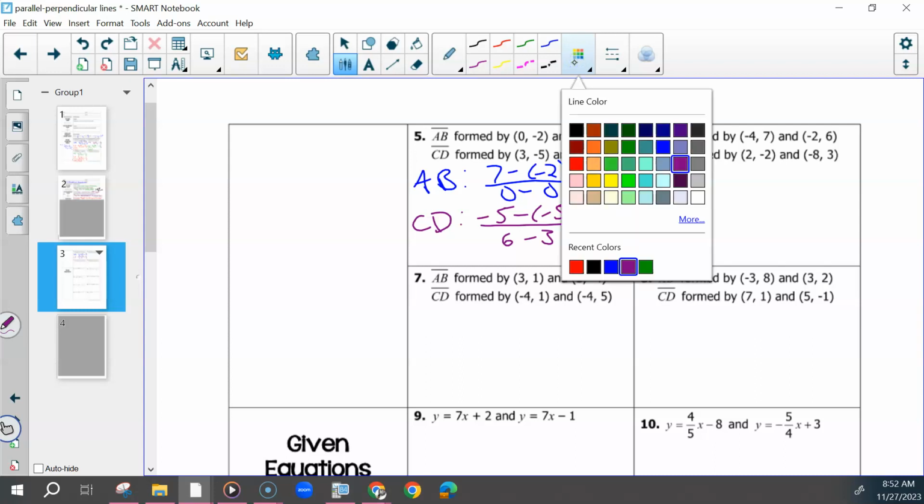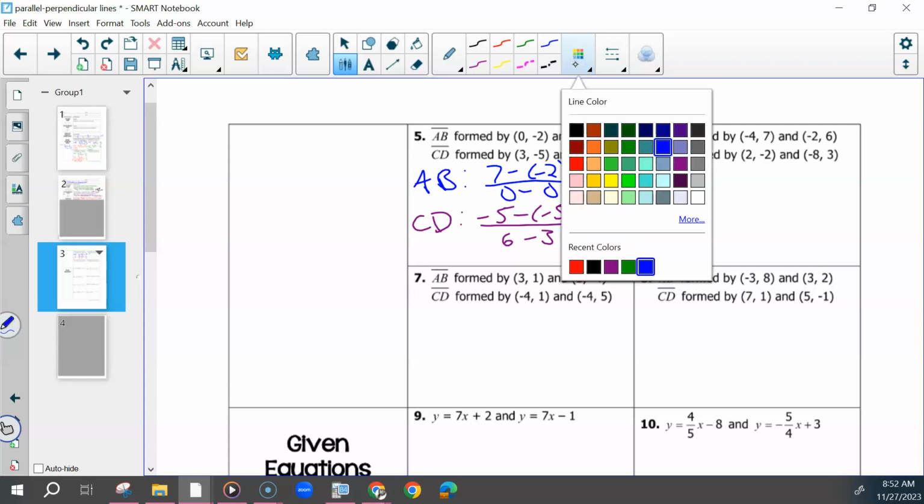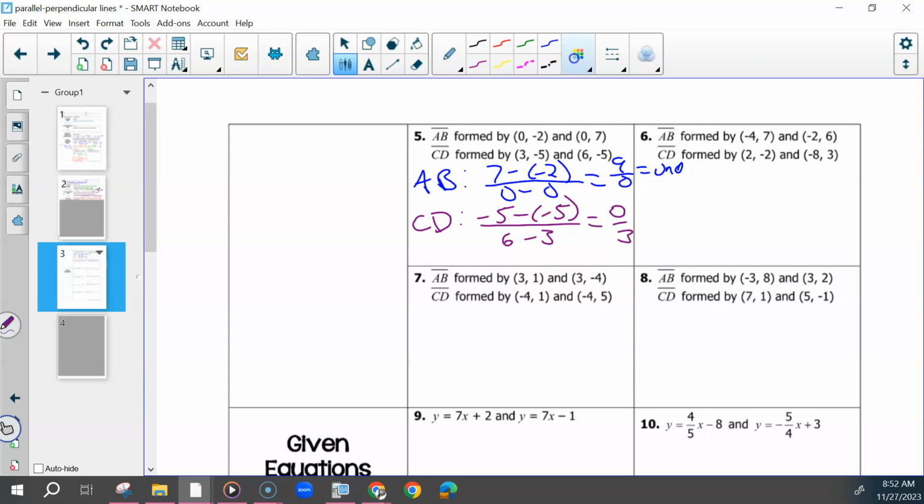But if you simplify them, or remember to simplify them, we know that this one is undefined. 0 over 3 is what? Not undefined. What's the opposite? 0. And 0 and undefined are parallel, perpendicular, or neither? So that's where you have to keep simplifying. Remember that undefined and 0 will always be perpendicular. Okay. Questions on that?